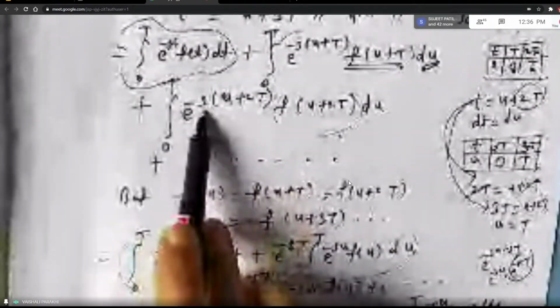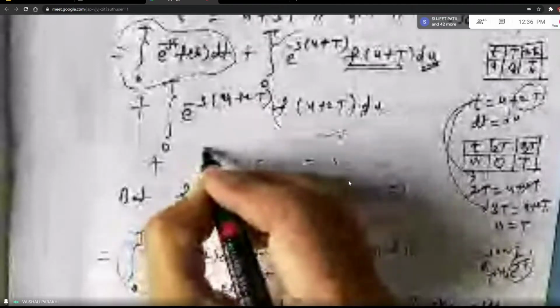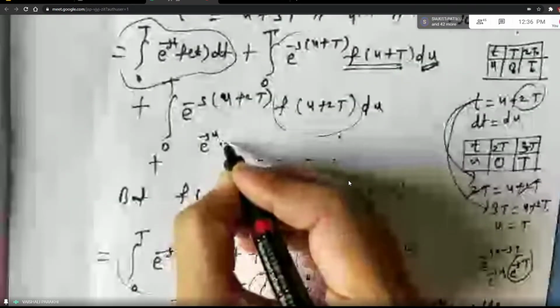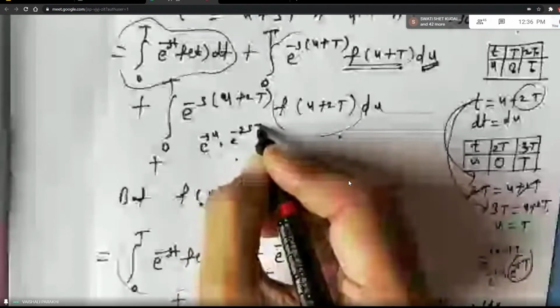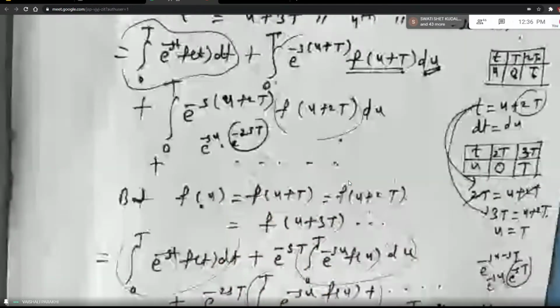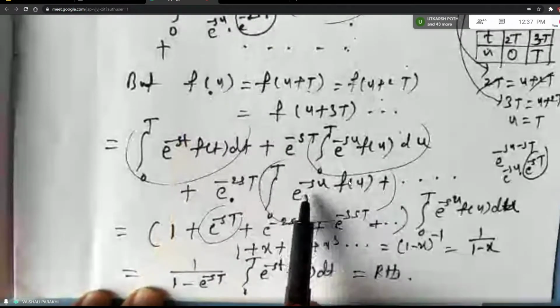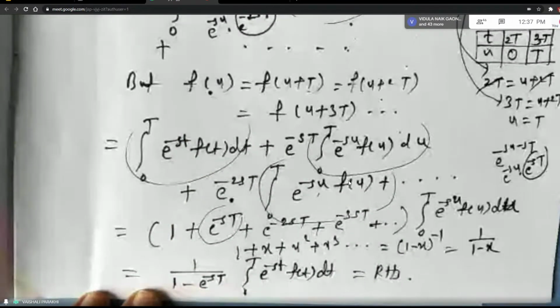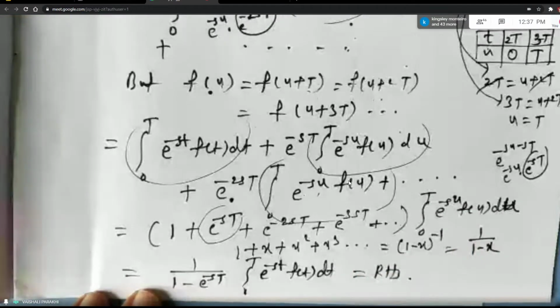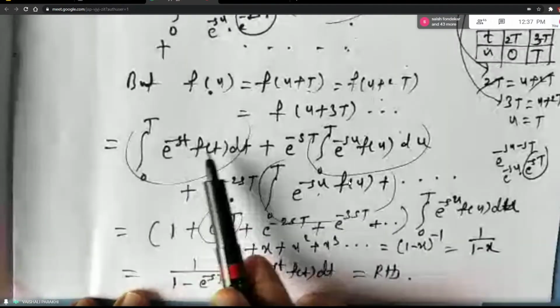Same thing is done in the next integral also. If you split this, how will it look? It will be e raised to minus su into e raised to minus 2st. So this is independent of u. So that term is coming out of this integral, whereas e raised to minus su is remaining inside. So if you continue for two more integrals, you are going to get the same thing. Next integral, can you guess? It will be e raised to minus 3st. And this integral will come the same. So if you observe, all these integrals are the same.